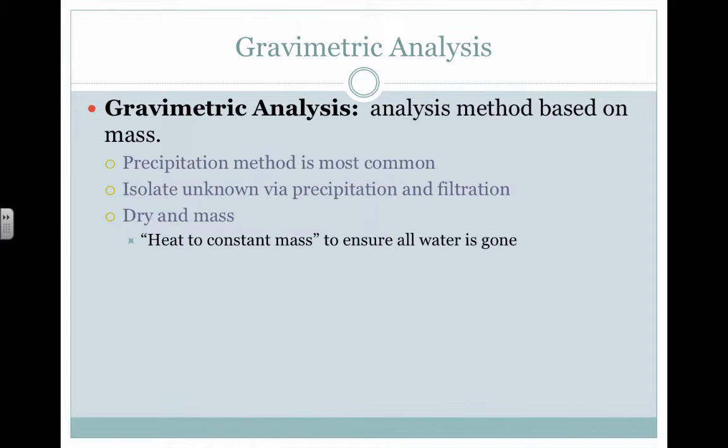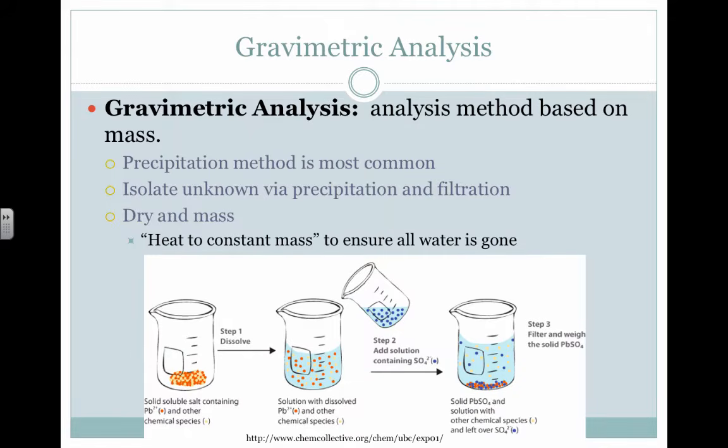You might recall in previous labs that we've used the term heat to constant mass. This is a technique to ensure that all the water has been removed from the sample. Heating to constant mass involves heating the sample, weighing it, then heating again and weighing again until the mass stops changing. When the mass stops changing, we know that all the water has been evaporated from the sample and all we're left with is pure sample.